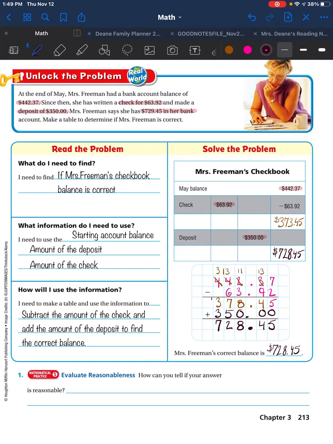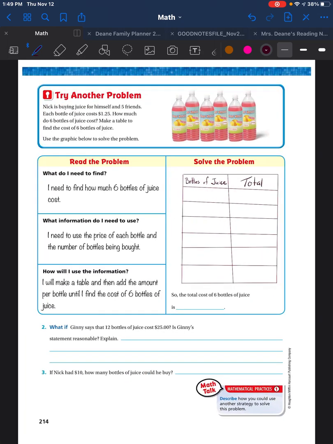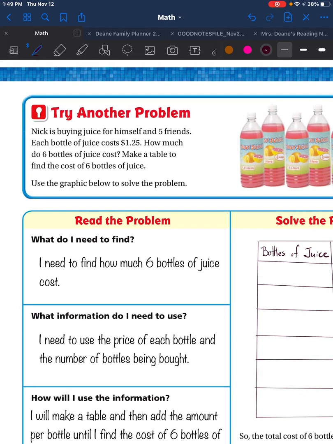Okay, not too bad, just a couple steps, a couple operations. Let's look at the next one on page 214. This one's a little bit bigger. It says, Nick is buying juice for himself and 5 friends. So himself and 5 friends. Each bottle costs $1.25. How much do 6 bottles of juice cost? Make a table to find the cost of 6 bottles of juice.